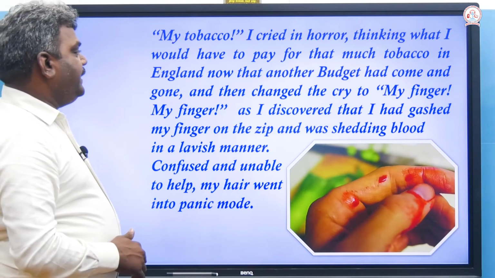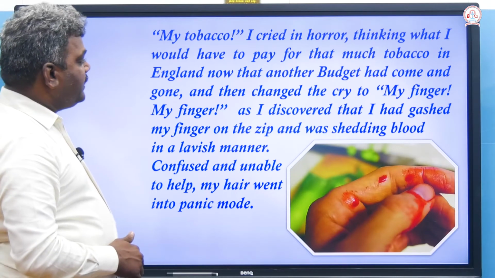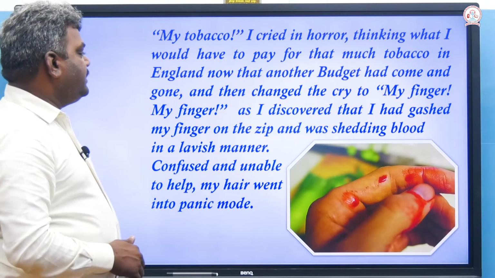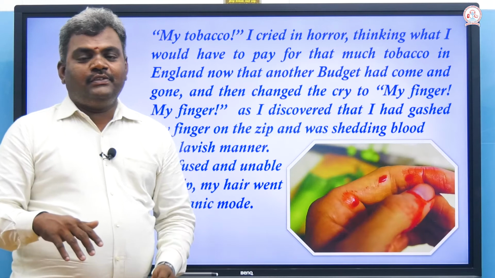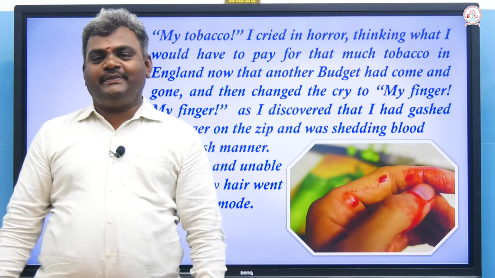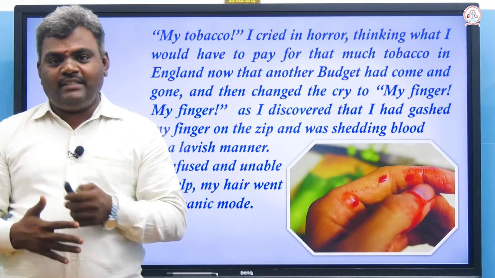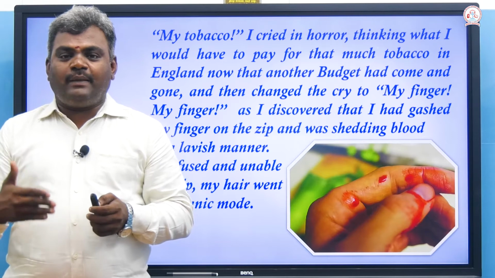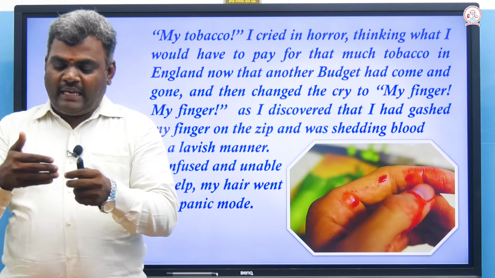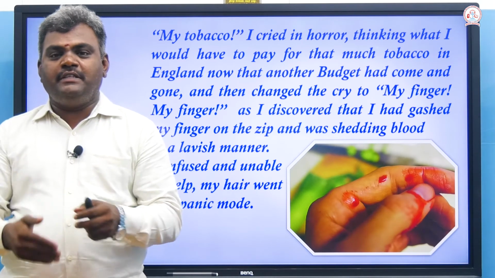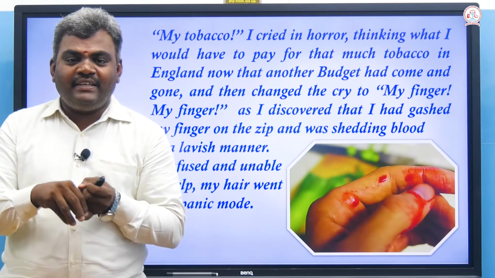"My tobacco!" I cried in horror, thinking what I would have to pay for that much tobacco in England now that another budget had come and gone. And then the cry changed to "my finger!" First, he was thinking only about his tobacco, because he thought that in England tobacco might be very costly. Now he has come to know that he had too much pain in his finger because it's bleeding. It bleeds lavishly. Lavish means excessively. Now he has come to the conclusion that something has happened to his finger, so it's bleeding.